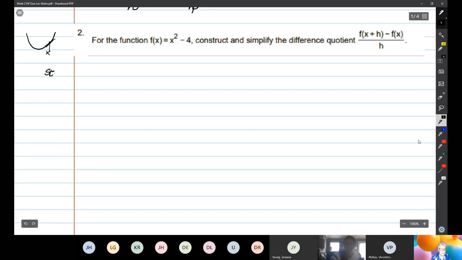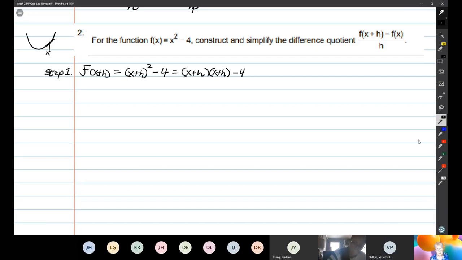Step 1. We know what f of x is. It's this. But we have to find f of x plus h. Okay. Now, this is very tricky and very dangerous because it's not as easy as it looks. What you have to do is this: whenever you have a binomial squared, it's going to be multiplied by itself. This is x plus h times x plus h minus 4.